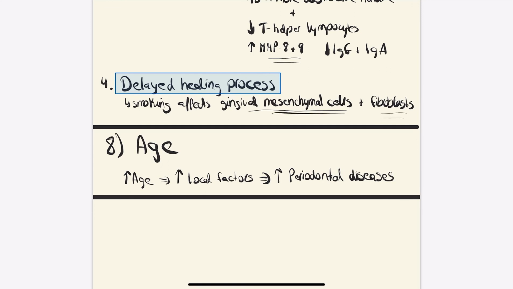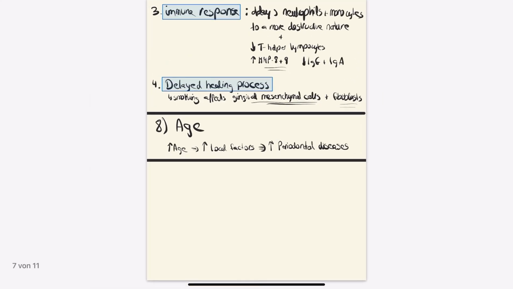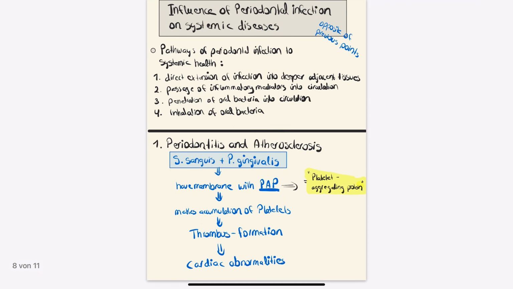Okay, age, of course, with the increase of age, we have an increase of local factors, which leads to an increase of periodontal diseases. So we have here the next type, it's the opposite type, but this I will explain in the next video.